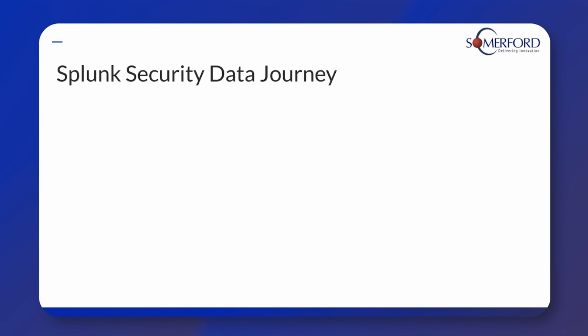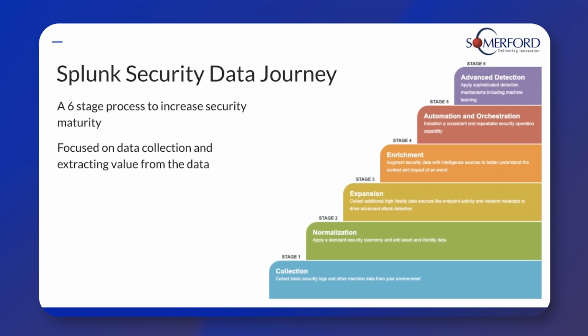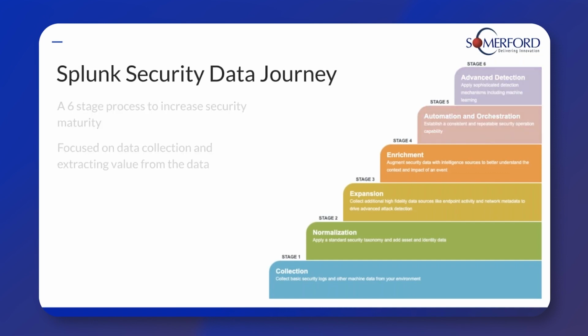So how does this map to the Splunk security data journey? Let's have a look. Again, this is a 6-stage process, always focusing on data collection and extracting value from the data. In this situation, we're still focusing on stage 3 and stage 4. We've already got the foundations of collection and normalization. Now we're thinking about how we can expand that.